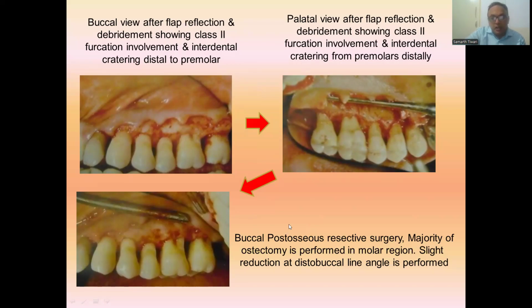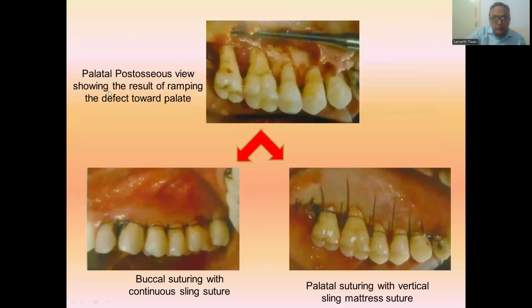Buccal post-osseous resective surgery. The majority of the ostectomy is performed in the molar region. Slight reduction at the distobuccal line angle is performed. Palatal post-osseous view showing the result of ramping the defect palate toward the palate.